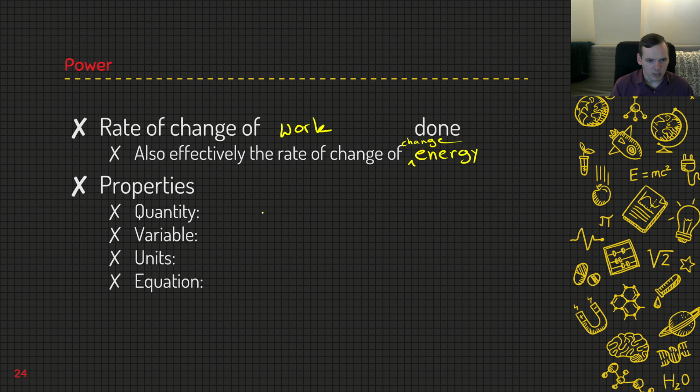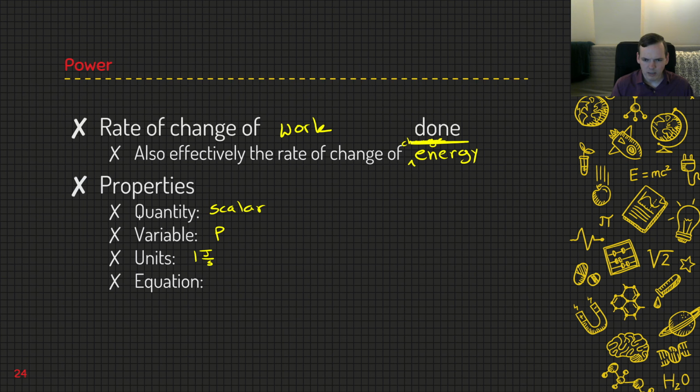So properties: power is also a scalar. It doesn't have a direction associated with it. It is just an amount. The variable that we use for power is capital P. The units are, as you might expect, 1 joule per second.